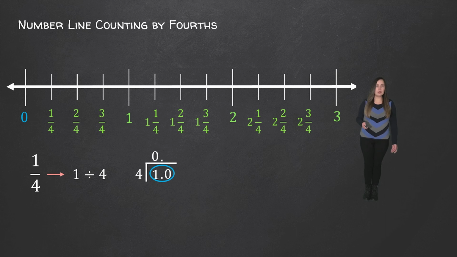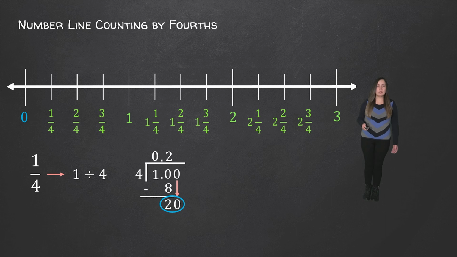Well, 4 goes into 10 2 times, and that's because 4 times 2 is equal to 8. So we're going to put the 8 there, and then we're going to subtract. 10 minus 8 is equal to 2. So because we still have a remainder, let's add another 0 and then see what happens. So we bring that down and we ask ourselves, how many times does 4 go into 20?